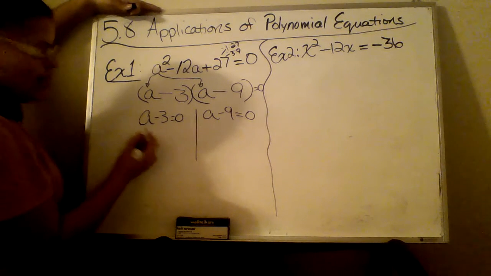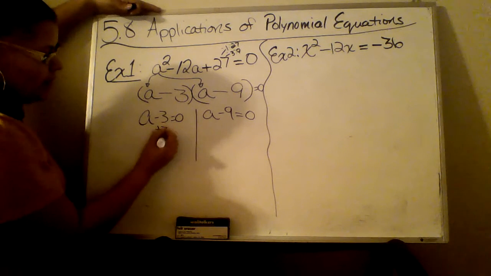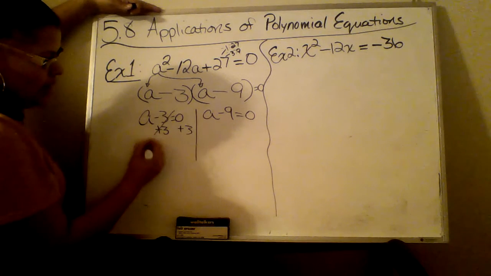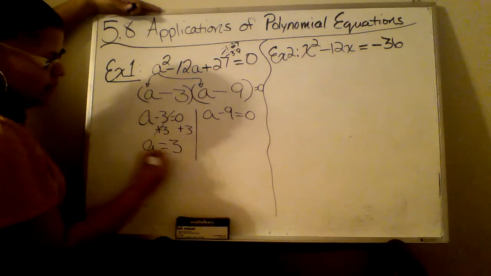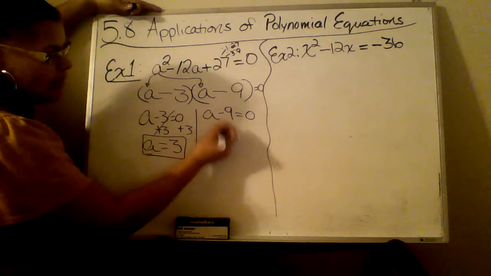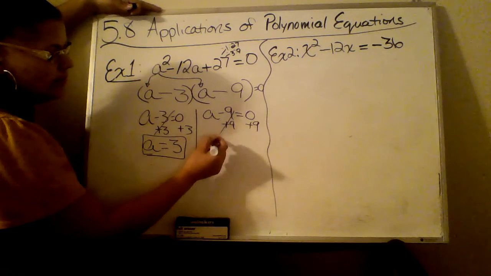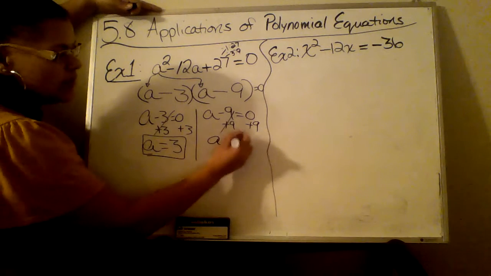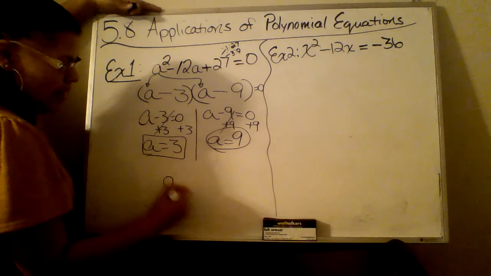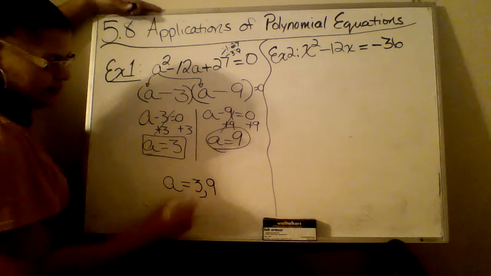We have to get A by itself. So in order to get A alone, I have to get rid of the 3 by adding 3 to both sides. So then I'm left with A equals positive 3. So then now I do the same thing for this side. It's negative 9, so I have to add 9 to both sides to get rid of it. A equals 9. So then the solution for this is A equals 3 and 9.